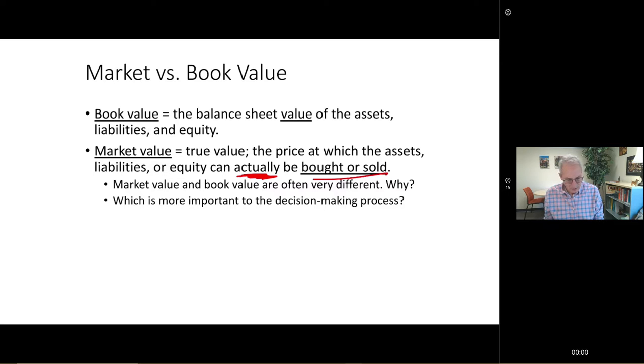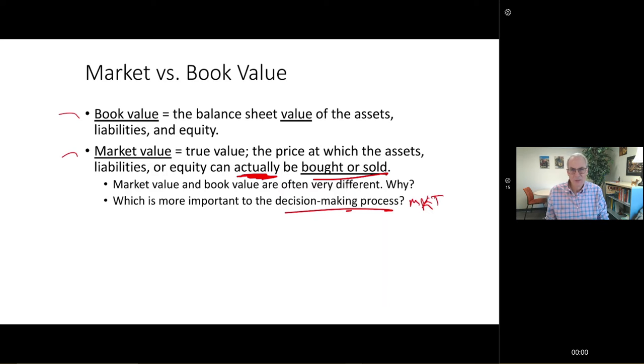So market value and book value are often very different. Why? I just talked about that. And which is more important to the decision-making process would be market value, because that is what the true value of everything is. Okay? So when you go online, once again, to look at any firm to invest in, which are you going to see, a book value or market value?